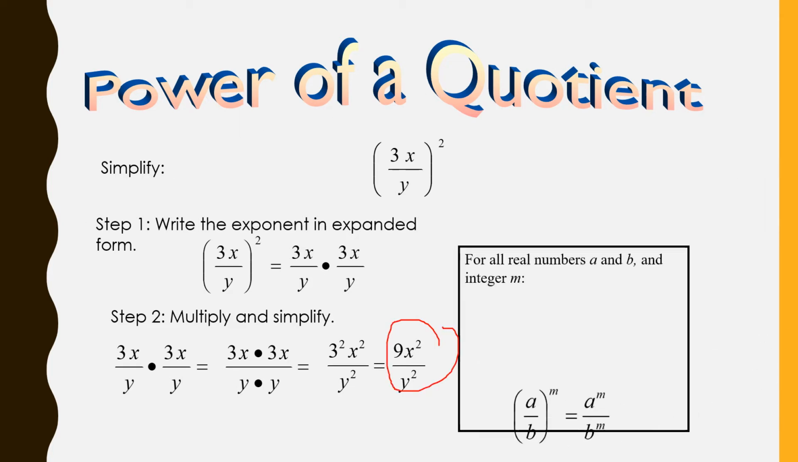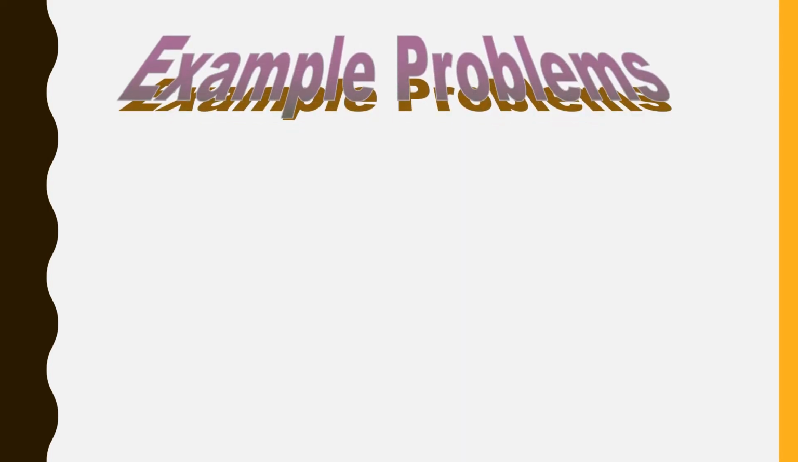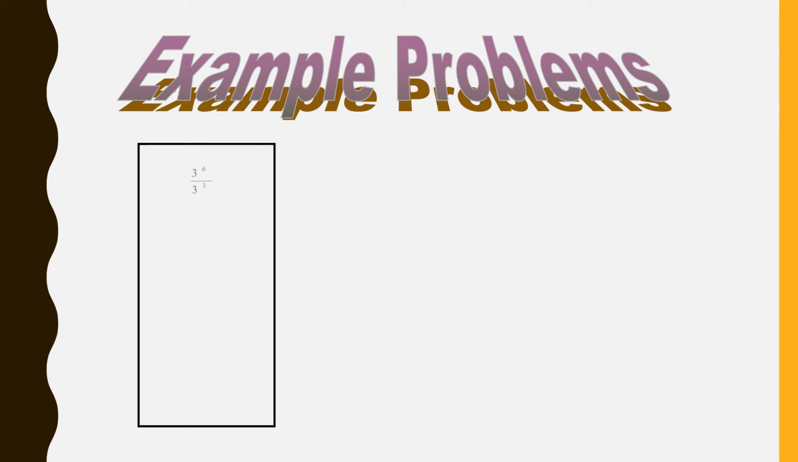So for all real numbers a and b and integer m, (a over b) raised to m. Okay, so this rule, please remember, is equals to a raised to m over b raised to m. Okay? Now, example problems.